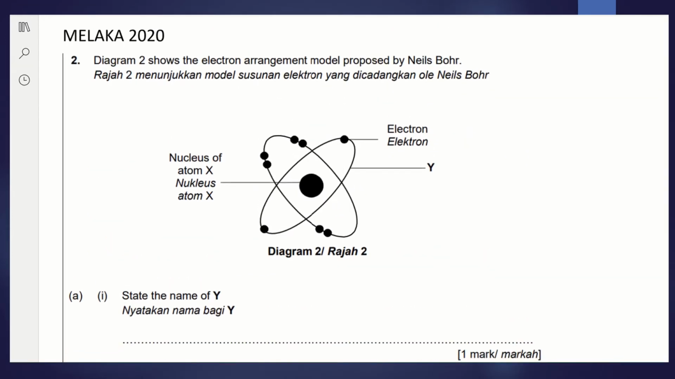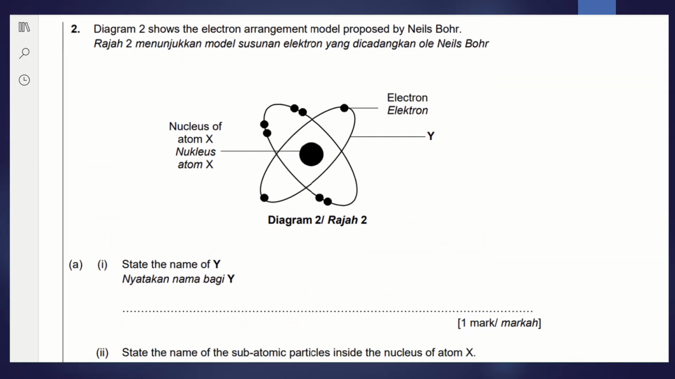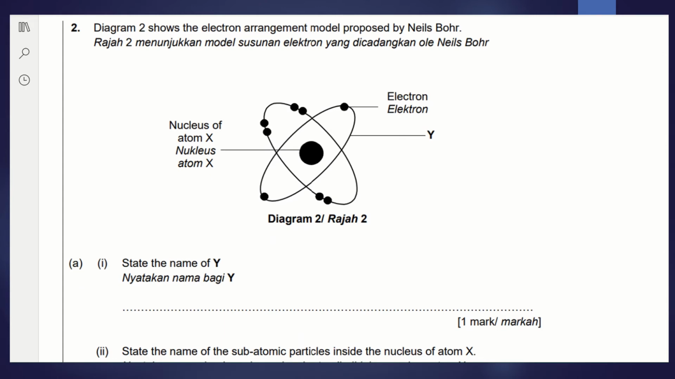Okay, next we move on with the question from Melaka 2020. Diagram 2 shows the electron arrangement model proposed by Niels Bohr. Before we proceed with the question, let us recall the development of the atomic model by a few scientists. We have 5 scientists involved. Number 1, John Dalton. John Dalton discovered an atom.